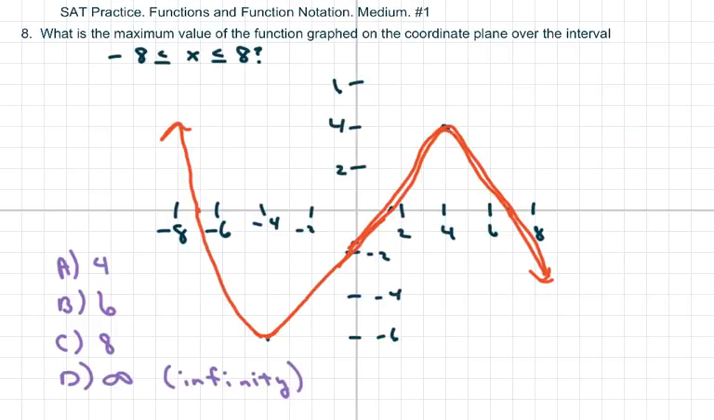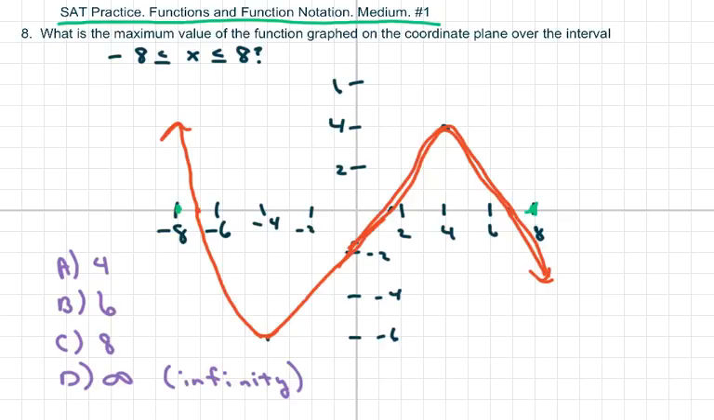Okay. The next one, I went ahead and wrote the title here. So I messed up on the first one. So basically it says what's the maximum value of the function graph over here. So basically we're going between -8 here and 8. And so the maximum occurs at the left endpoint of the graph, -8, 6.